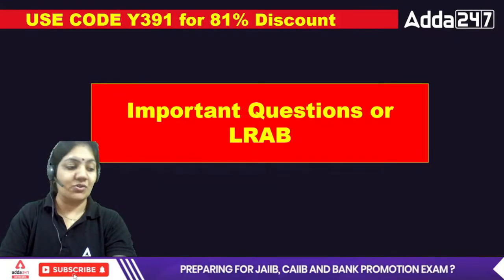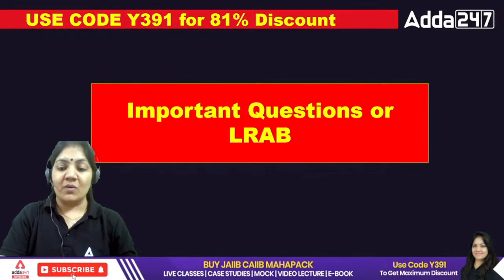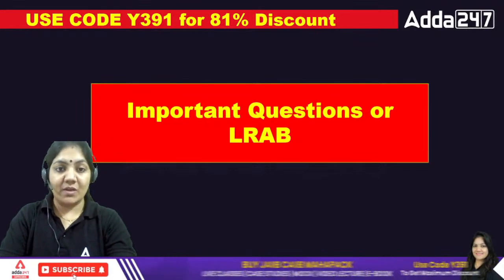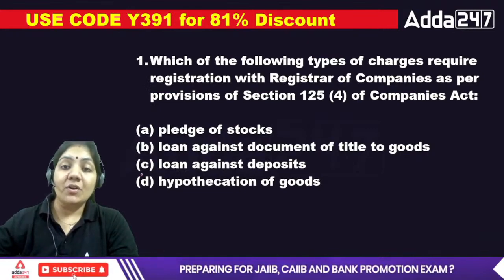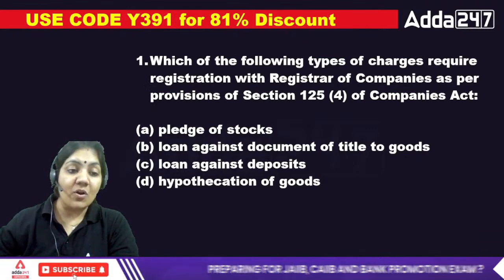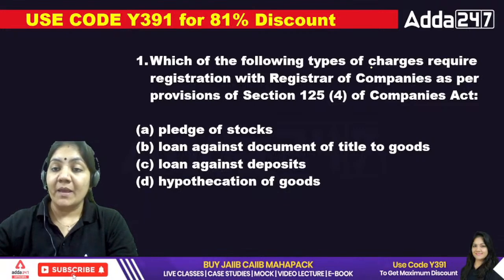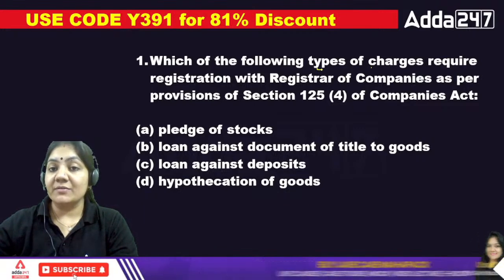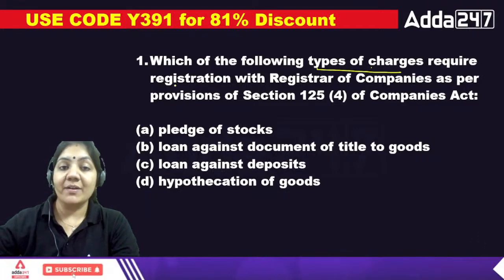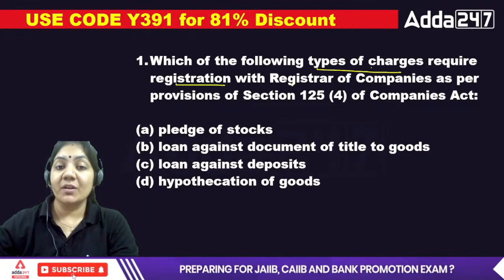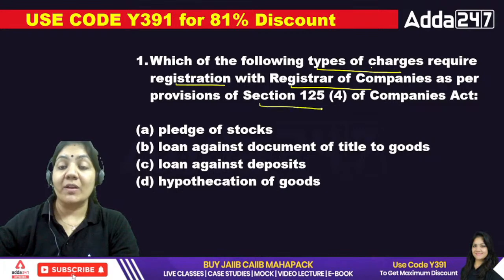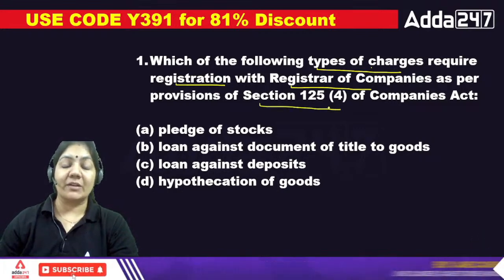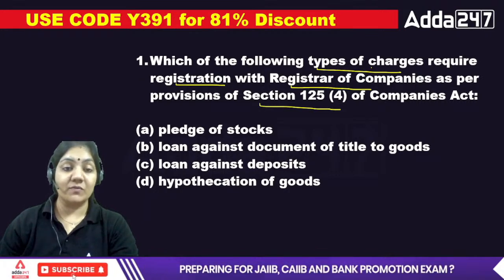Let's start with the question and answer series. The important questions of LRB we are doing. So let's start with the first question. Which of the following types of charge require the registration with the Registrar of Company as per section 125(4) clause of the Company Act? No need to remember the section, but focus on what the question is asking.